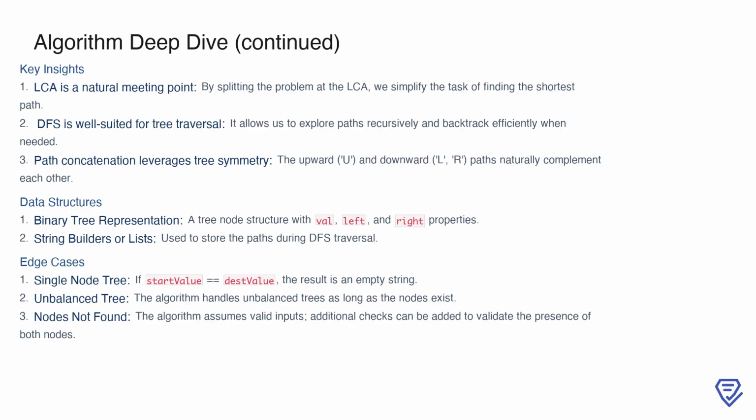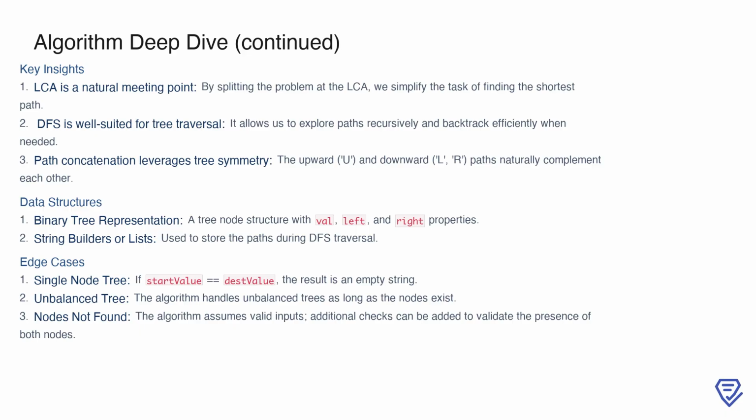To implement the solution, we rely on standard data structures. The binary tree is represented using nodes with val, left, and right properties. For path tracking, string builders or lists are appropriate tools to store the sequence of movements during traversal. It's important to consider edge cases as well.